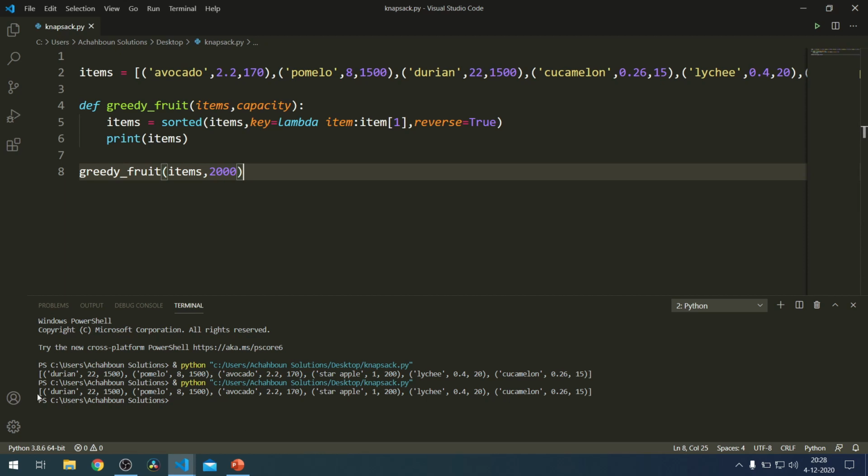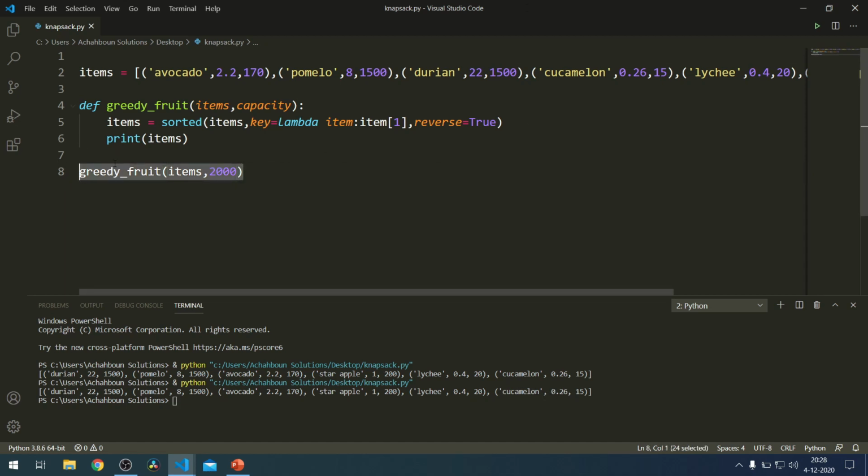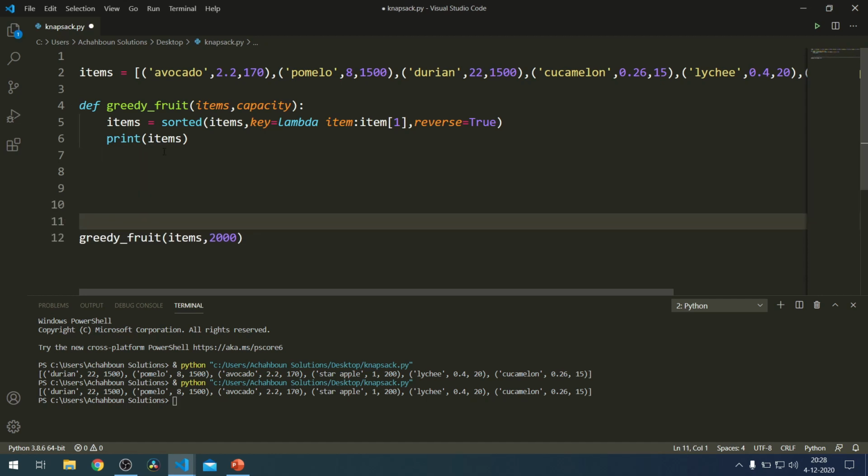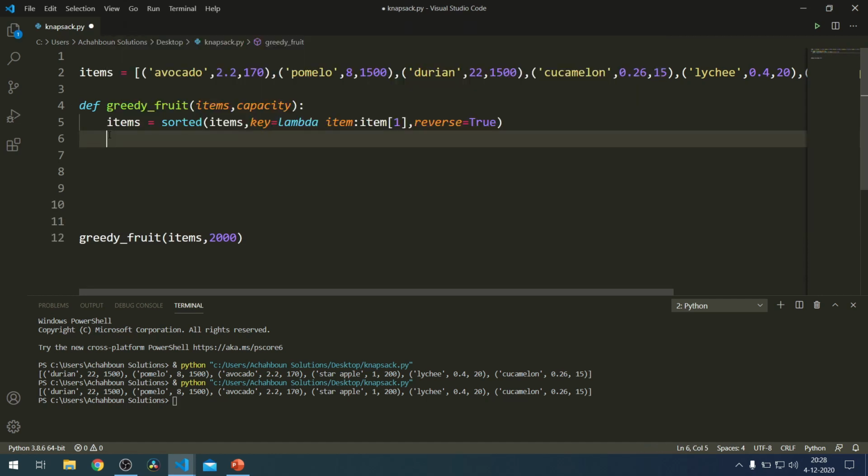So if you look at this output, we can see that the values are ordered, and the highest profit, which is 22, which is durian, it's a very expensive piece of fruit, and the lowest, which would be cucamelon, and that would just be 26 cents, or whatever your local currency is. So let's continue. That seems to work just fine. Just going to put this down a bit. Perfect.